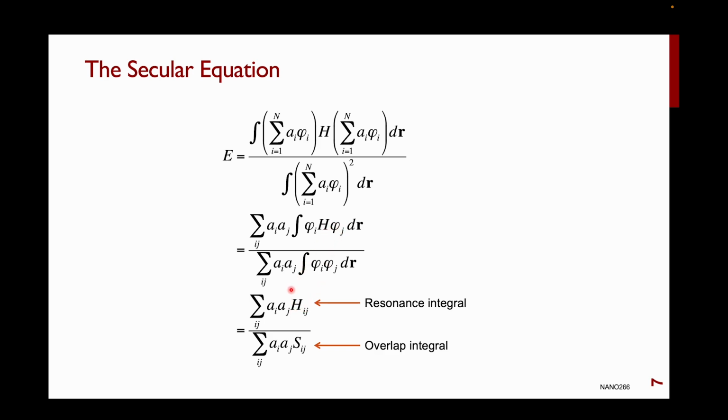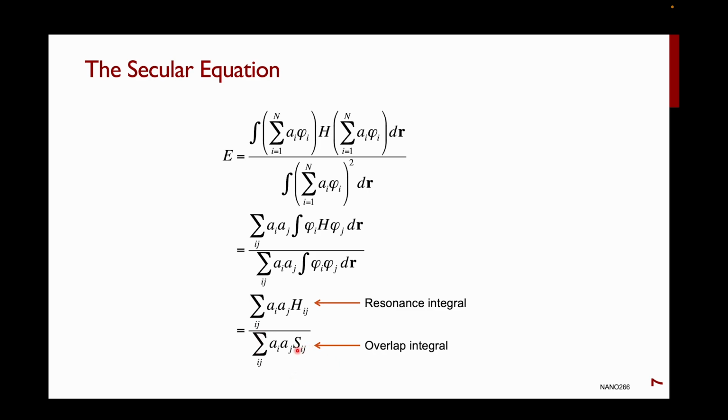We can just call this integral H of ij. This is what is known as the resonance integral. And the bottom, which is basically the integral of the basis functions with each other, we call the overlap integral, which is S of ij. So in other words, the energy is just given by this summation over all ij of ai times aj times the resonance integral H of ij, divided by this summation over all ij of ai aj times the overlap integral S of ij.